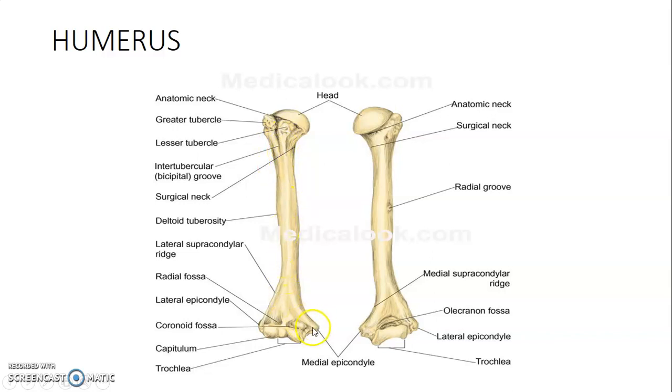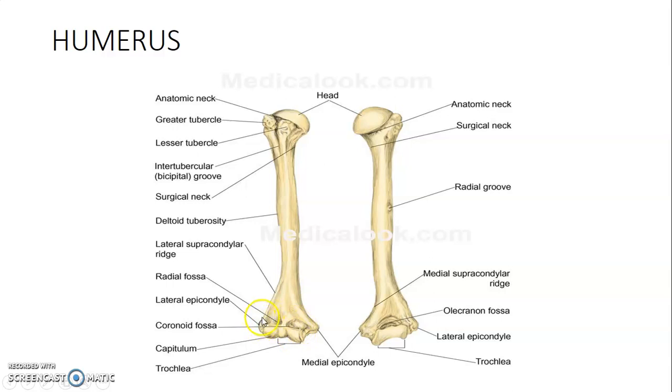This is your medial epicondyle. Posterior to it, what do you find? Ulnar nerve. And this is your trochlea articulating with the trochlear notch of the ulna, and the capitulum articulating with the head of the radius. Above the capitulum, you have your radial fossa. Above the trochlea, you have your coronoid fossa.